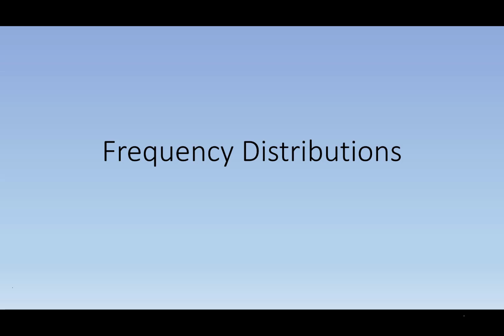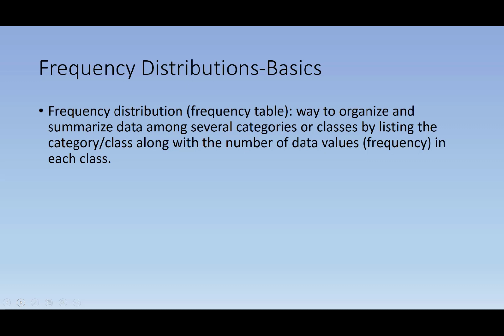In this video, we're going to take a really quick look at the basics of frequency distributions. So first of all, a frequency distribution, also known as a frequency table, is just a very common way that we organize data. And we do this by listing the classes or the categories in one column, and then listing the frequency, or the number of times that particular data value occurred, in the other column.